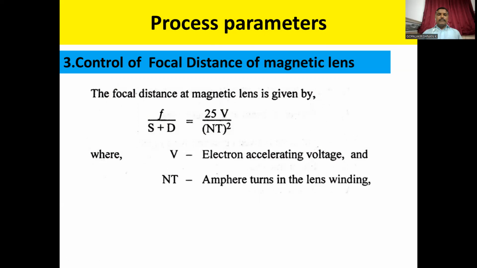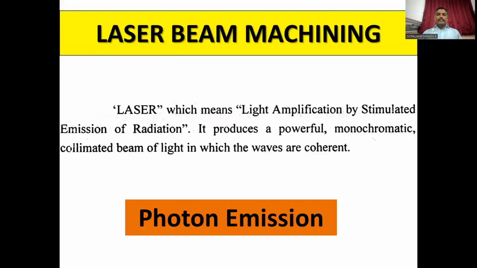Next, third parameter: control of focal distance of magnetic lens. Here the focal distance of the magnetic lens is given by F = 25 V divided by (NT)², where V is the electron accelerating voltage and NT is the ampere turns in the lens winding.